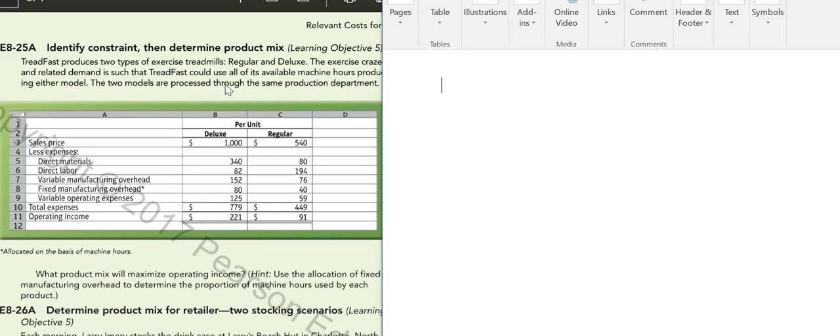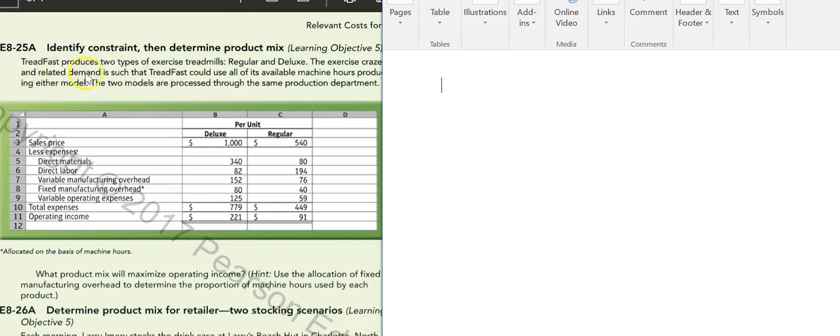So here we will see how you could identify those constraints and use the concept of contribution margin, especially the contribution margin concept incorporating your resource constraint idea, and how to determine which product will give you the best profit. So let's read problem number E825A.